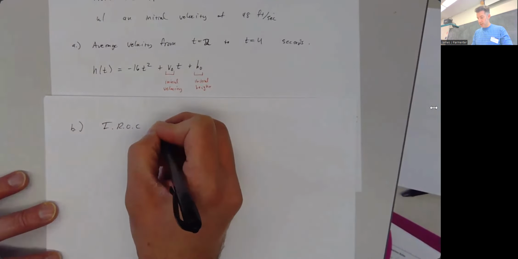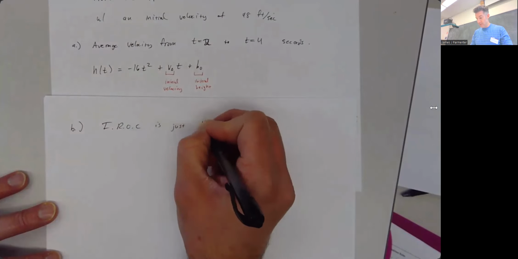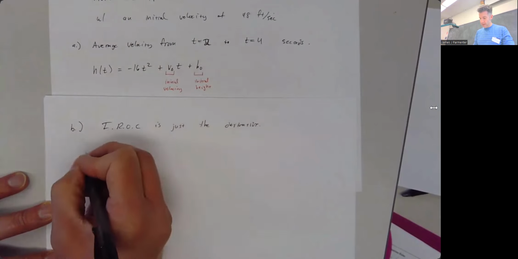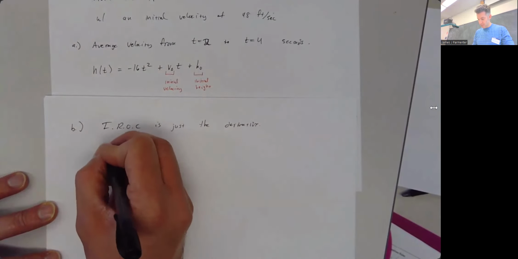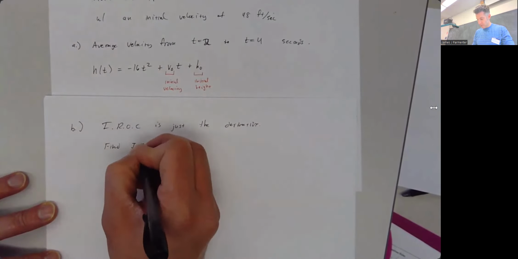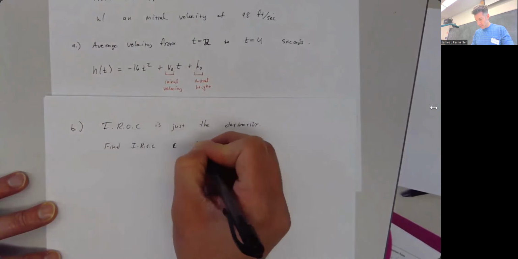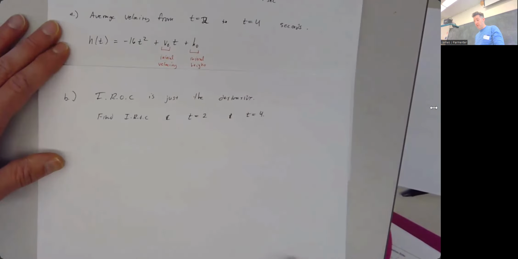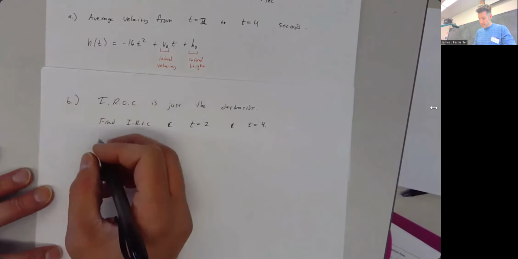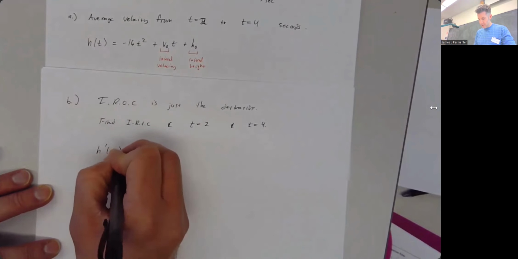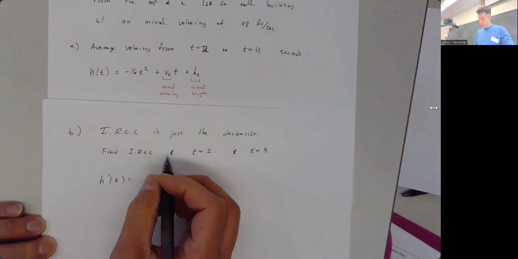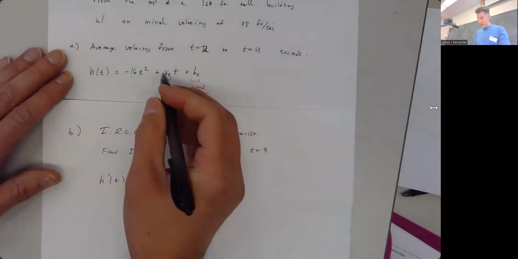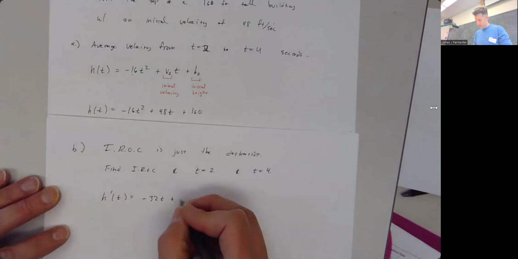Instantaneous rate of change is just the derivative. So if I want to find the instantaneous rate of change at both time equals 2 and time equals 4, well, we can find the derivative of height, h prime of t, is equal to -32t plus our v naught, which was 48.